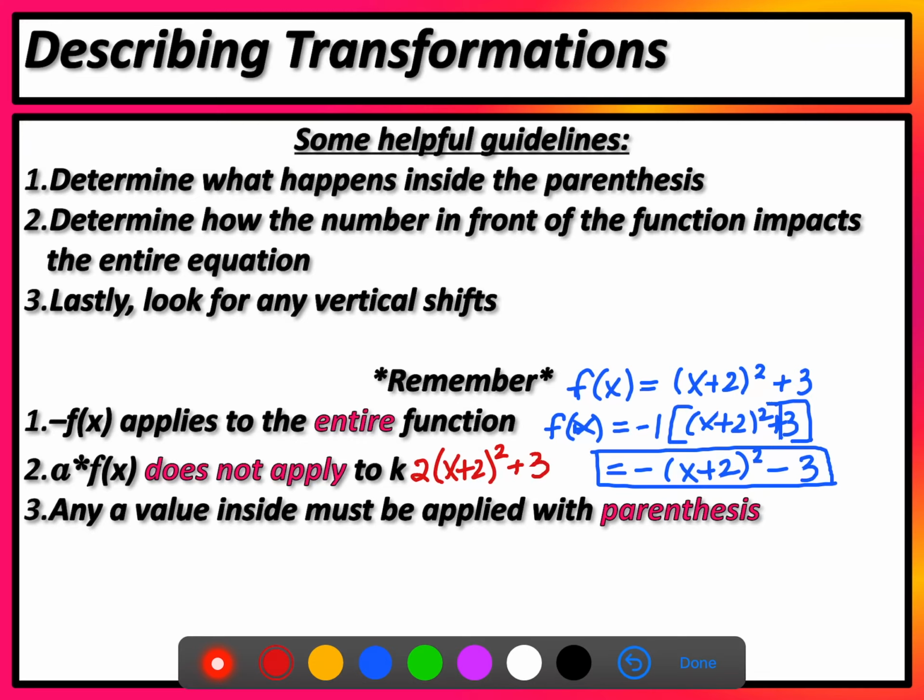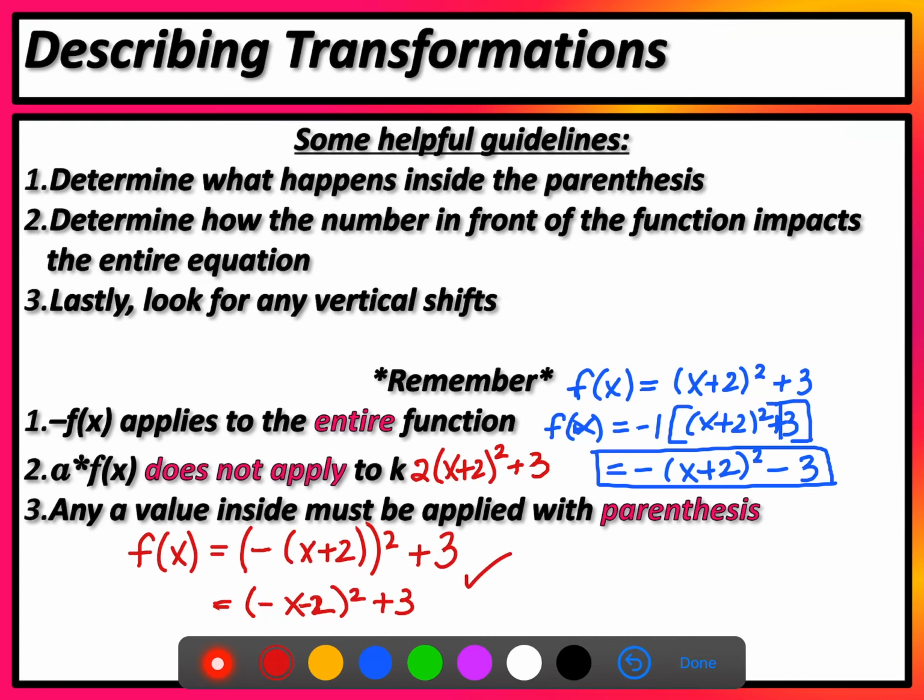And lastly, any value of a on the inside, we did see that that has to be applied with parentheses. So if I want to horizontally reflect over the y-axis, back to my original function, that means a negative goes on the inside, and I'm going to use parentheses in order to do that. You could leave it with parentheses, or you could solve it out if you wanted. Either one of these is okay. Those are 3 very important rules that you want to remember, because those are where most of our mistakes are going to come from.